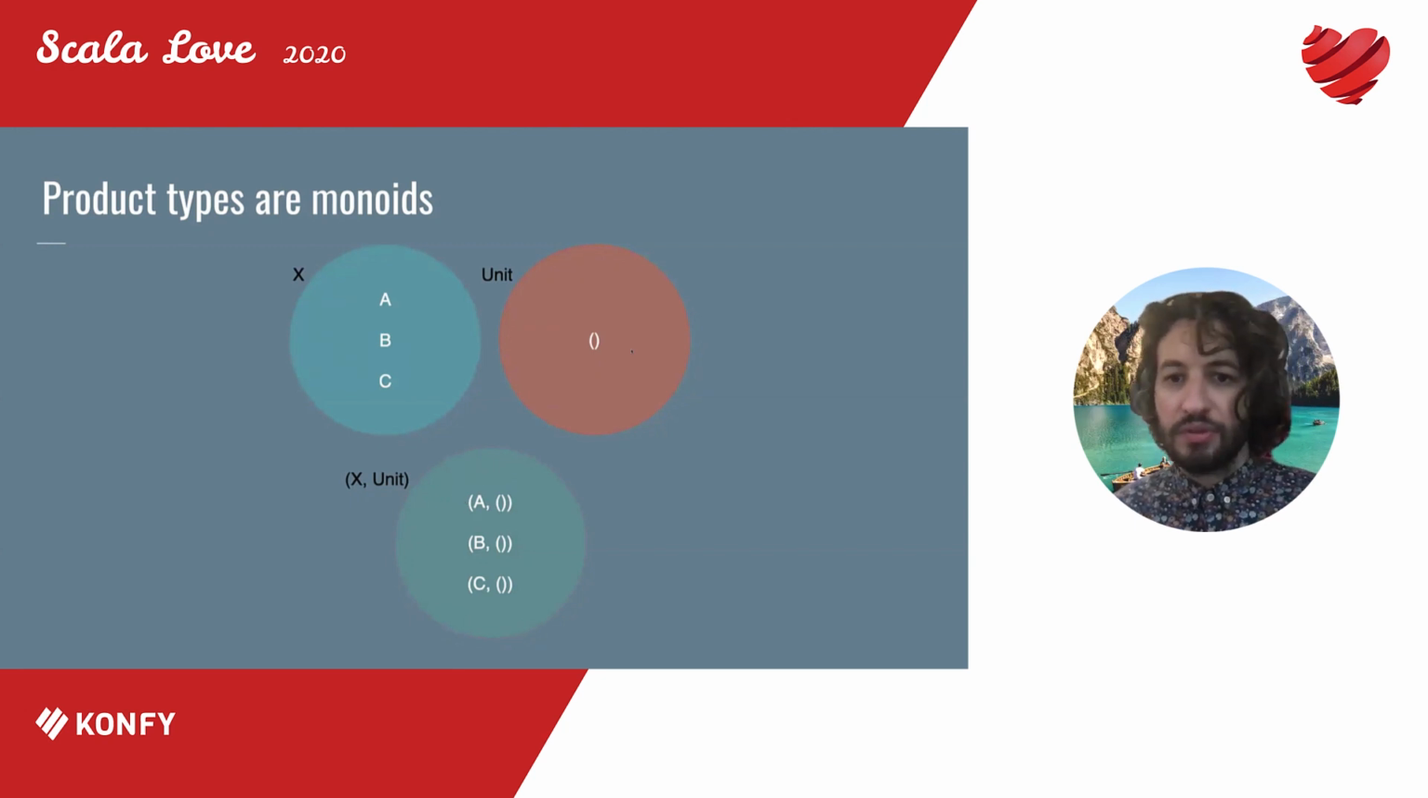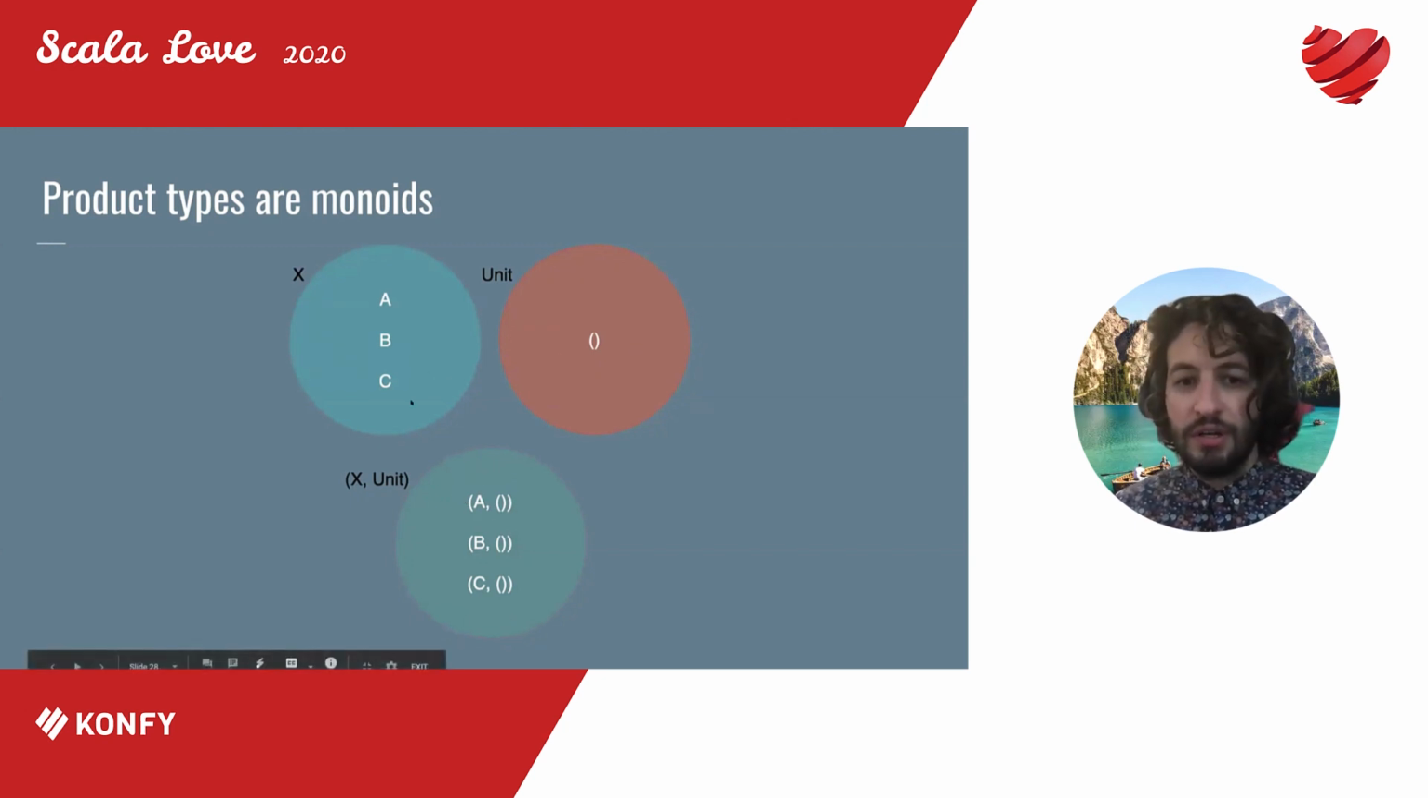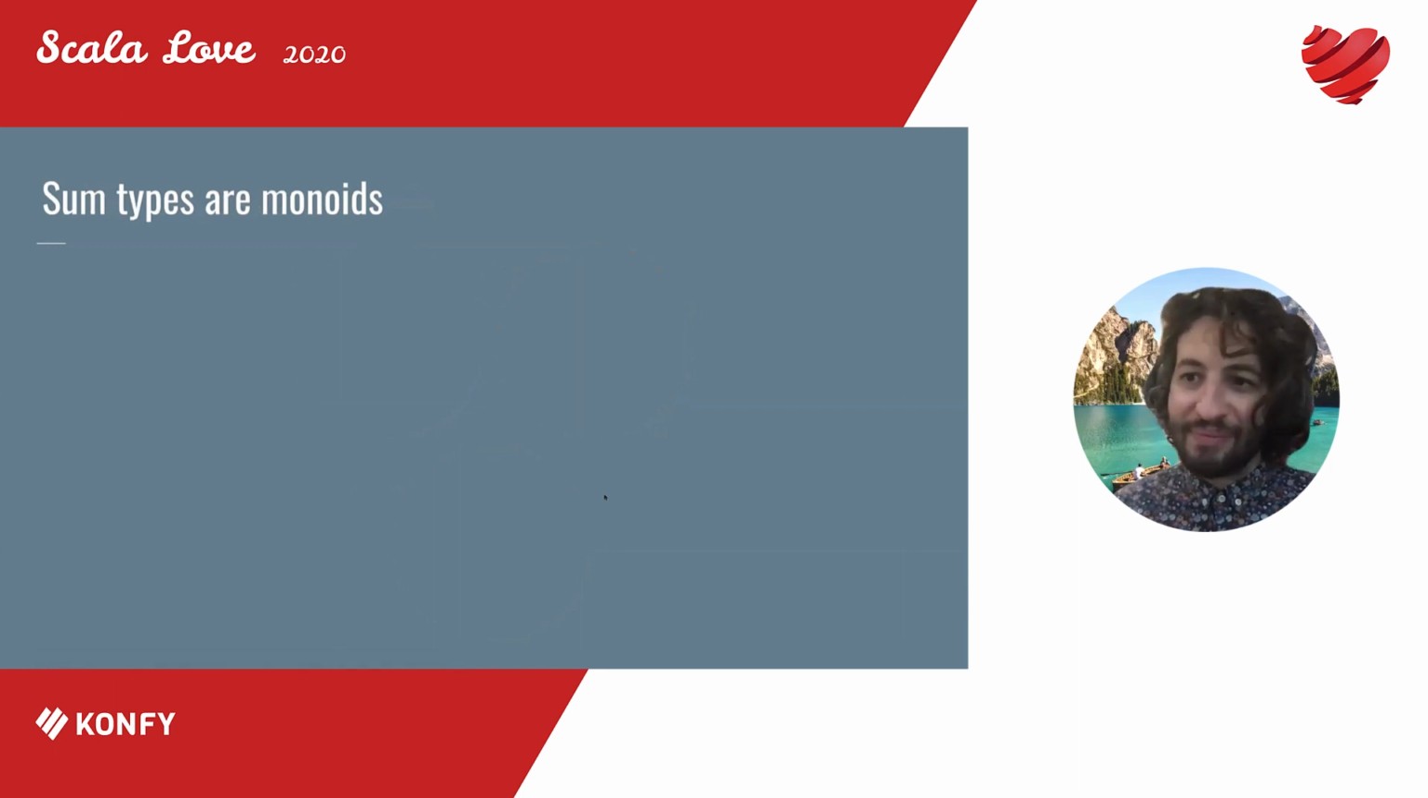And if we do this with unit, we can kind of see here, oh, these things are pretty much the same, right? There's just some extra parentheses and a comma. All right, so we can do the same thing with sum types. Getting ahead of myself, sorry.